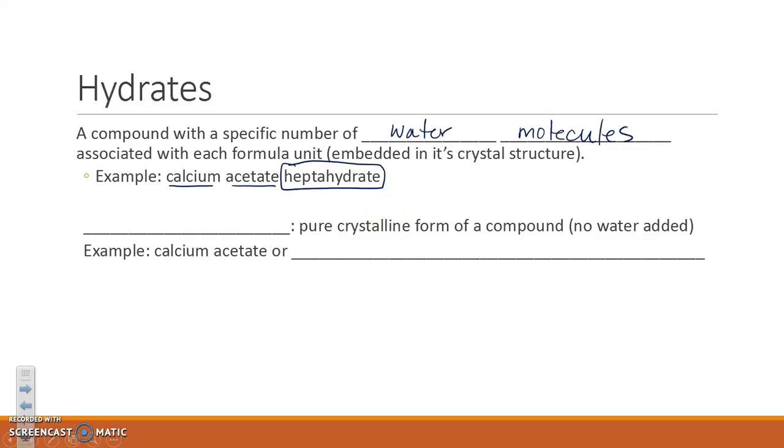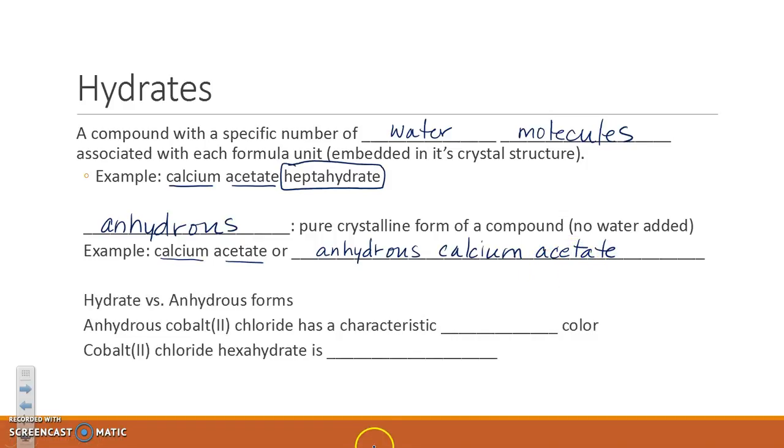Now, you could also have something that we call an anhydrous. Anhydrous just means that there's no water added to it. It's the pure crystal structure or form of the compound without waters embedded into it. So an example would be if it just says calcium acetate. Or it could say anhydrous calcium acetate or calcium acetate anhydrous. So that way you know that there's no waters added into it.